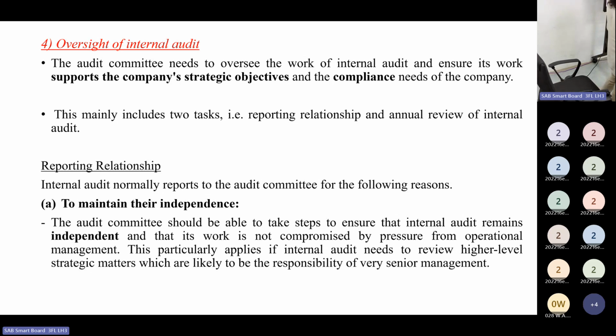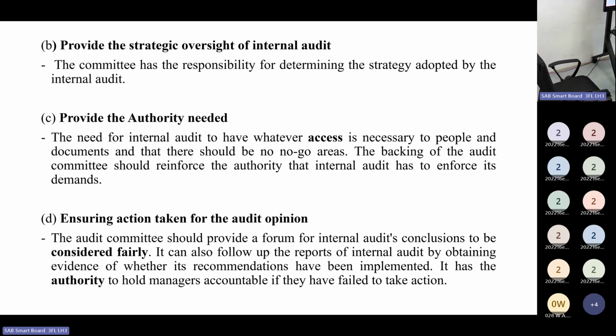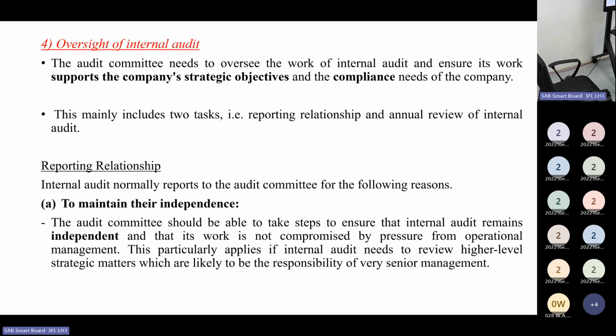The reasons for that reporting relationship are these, 5 reasons, 4 reasons. First one is why they report to the audit committee: to maintain their independence. If they report to any other party, what does that mean? They have to report to the management, the board. Second, the audit committee. So rather than going to the management, they are reporting to the audit committee. The main reason is that only then can they maintain their independence.